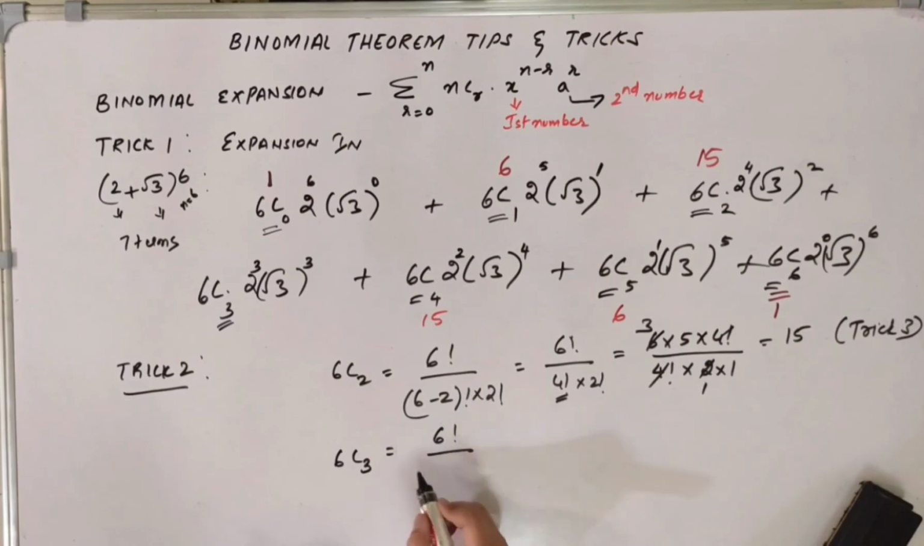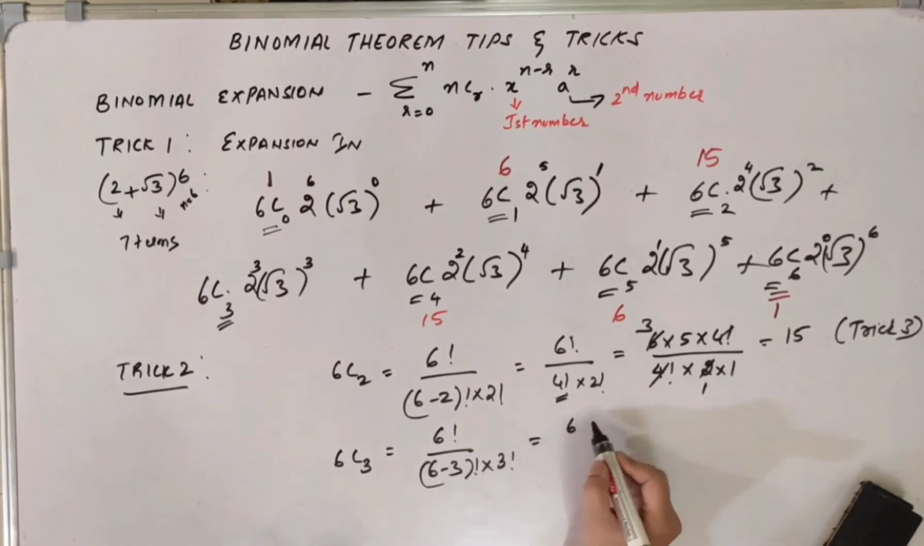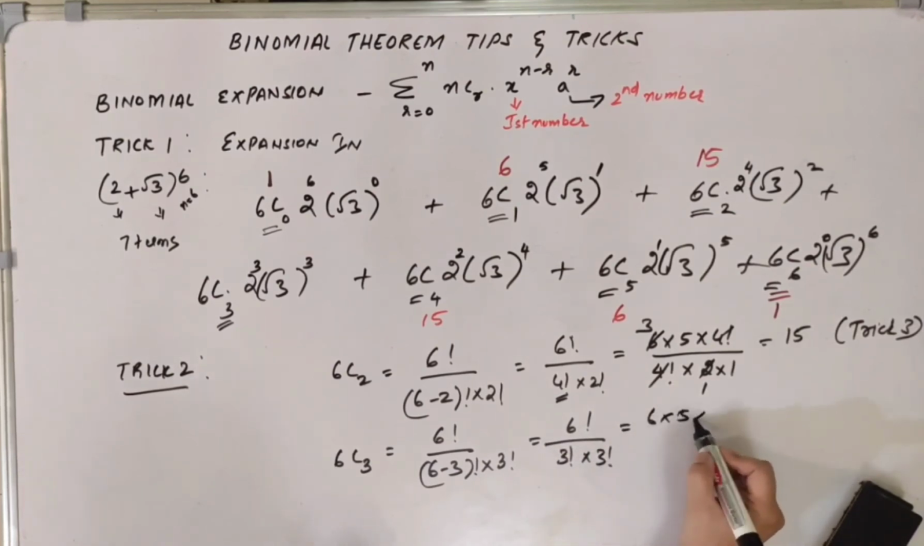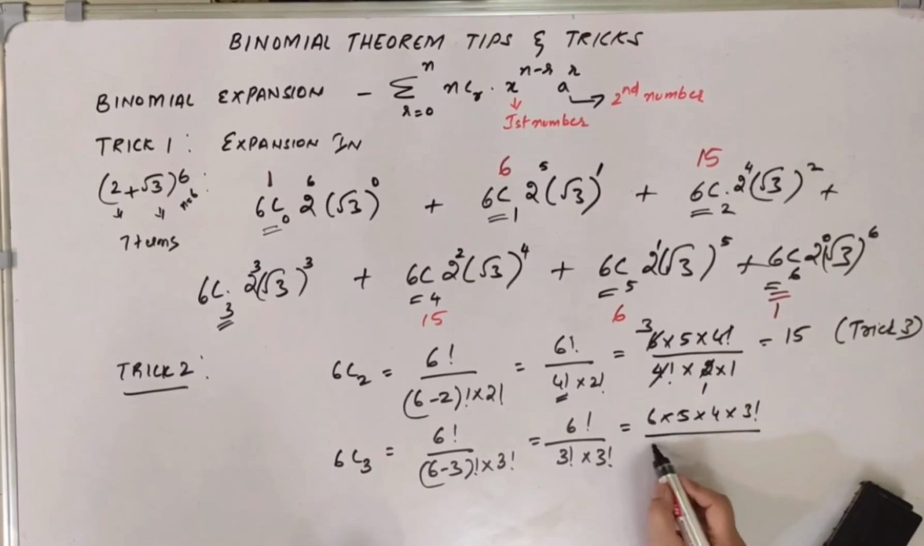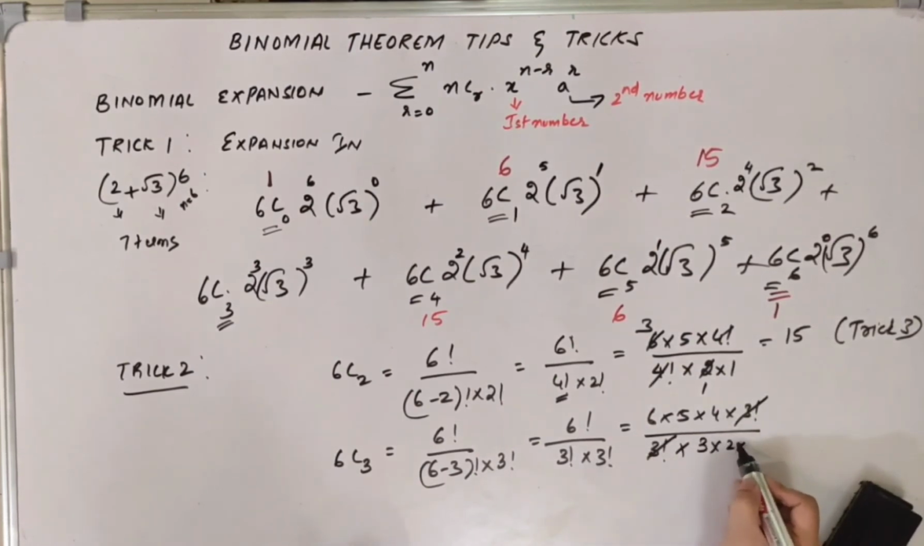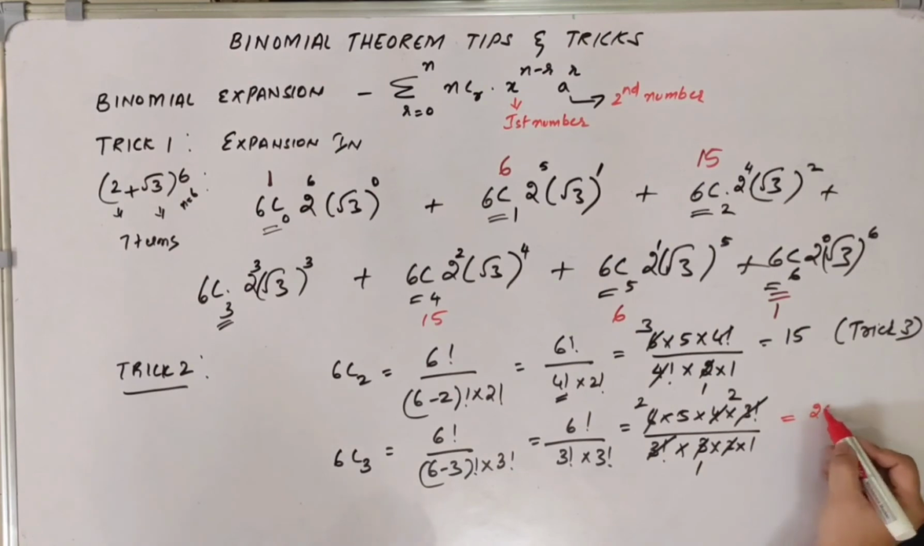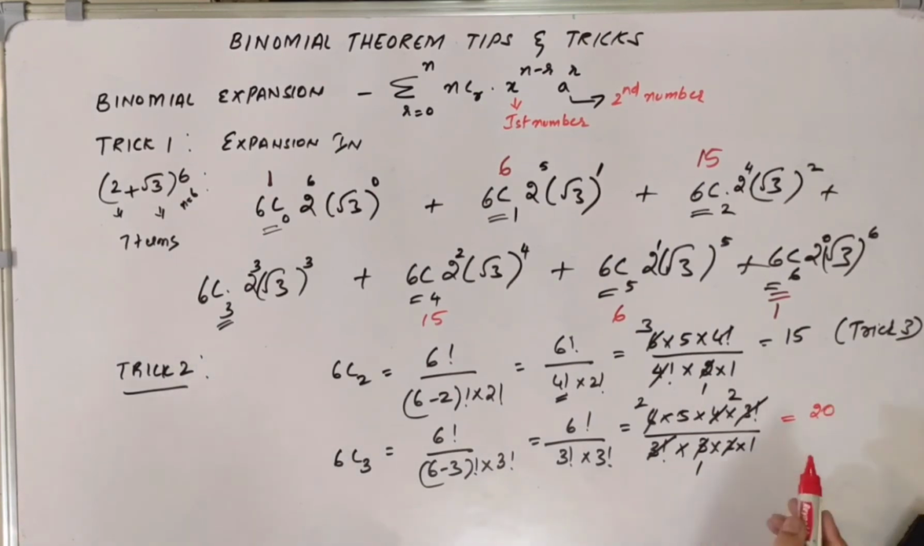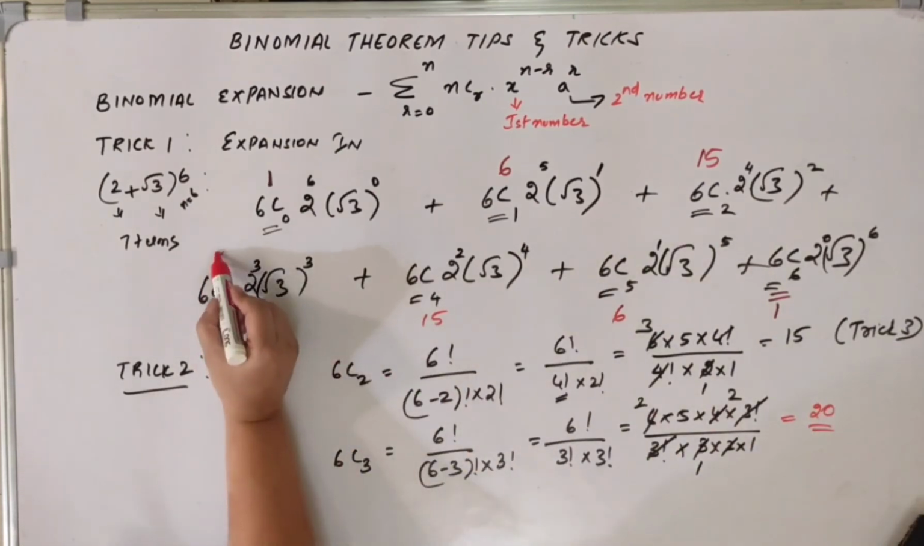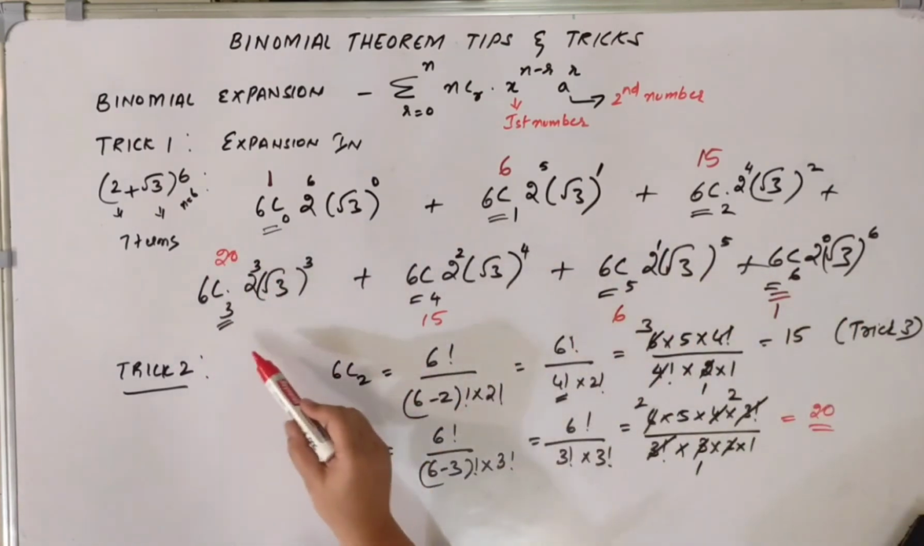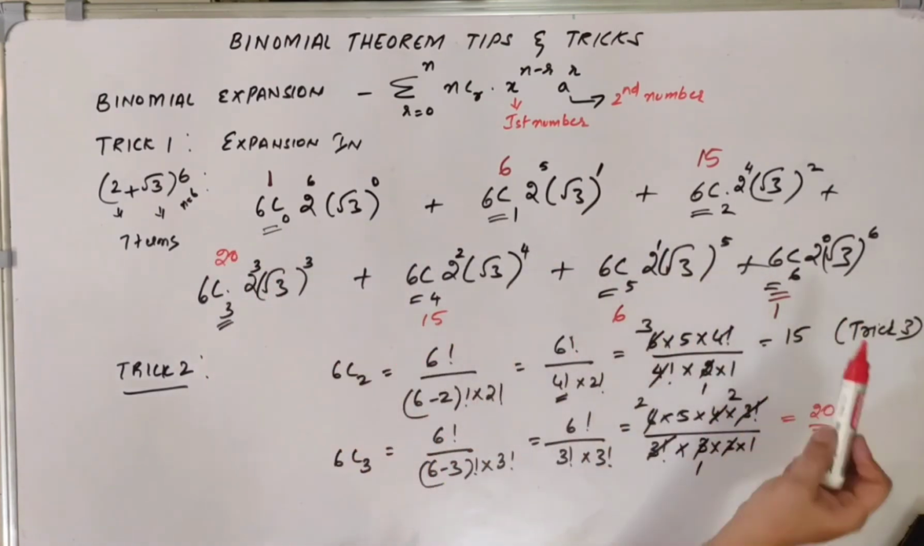6C3 is 6 factorial by 6 minus 3 factorial into 3 factorial, which is 6 factorial by 3 factorial into 3 factorial. We will expand it till 3 factorial so that we can cancel both of these, and then we are left with another 3 factorial. We'll expand it and then we'll cancel it. So we are going to get 20 here. So 6C3 is 20. Let's write 20 here. So we have finished the calculation of all NCRs.